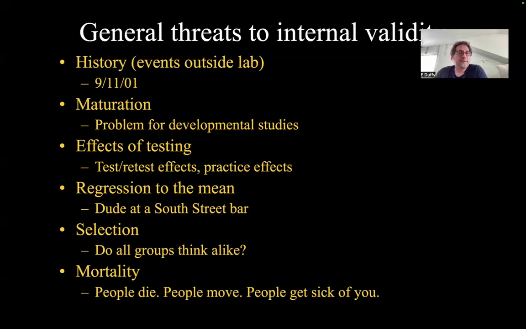Another threat to internal validity is maturation. This is a problem for developmental studies, is that kids get older.